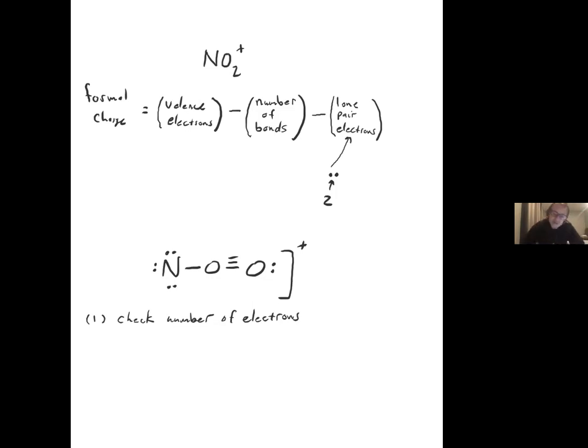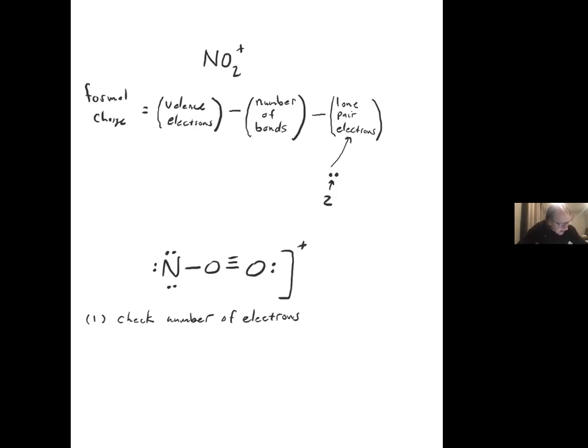Check the number of electrons first, because the biggest error that anyone, whether it be a problem or an actual person doing this, the first error that people make is they just do their accounting wrong. They don't add up the right number of electrons. So let's check it out.